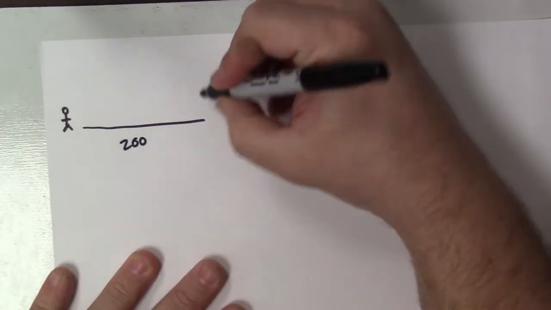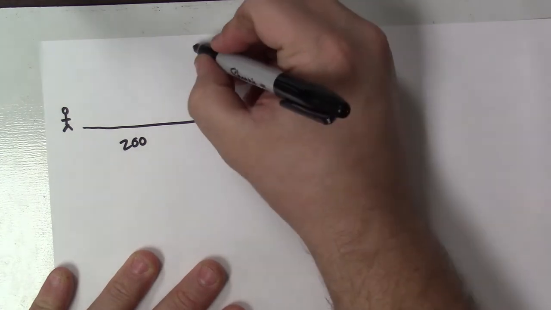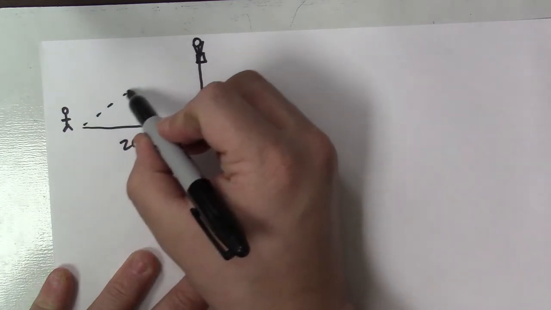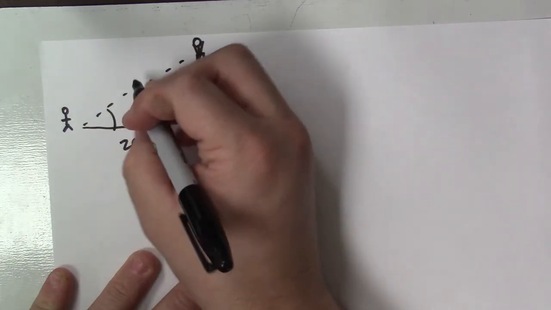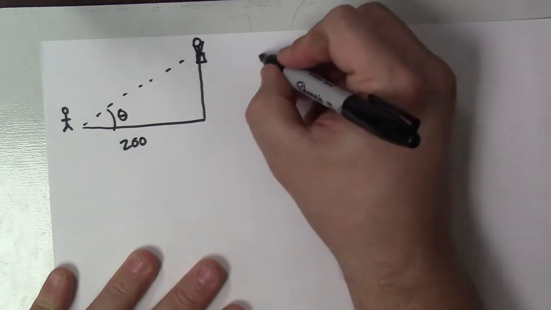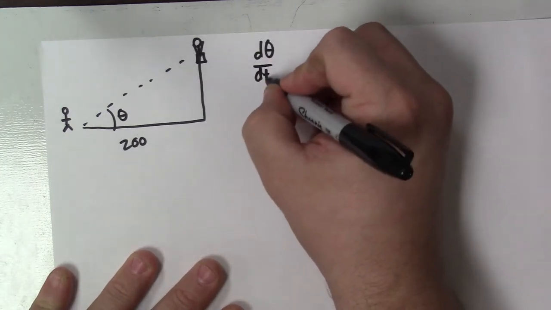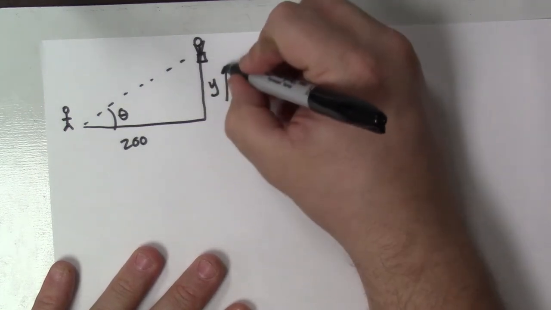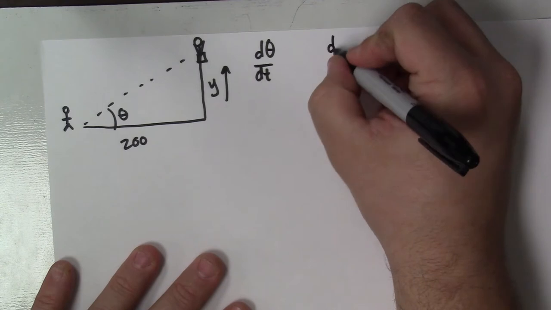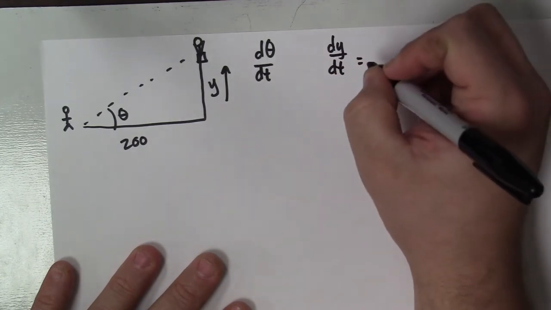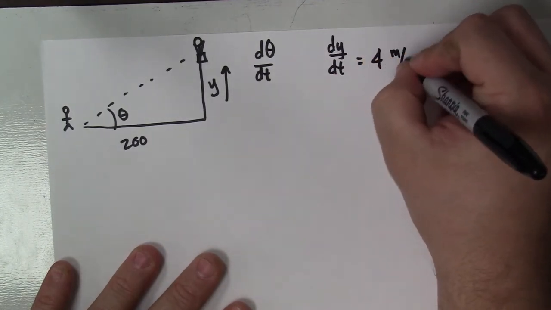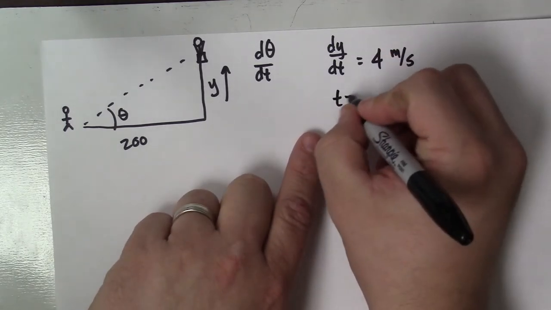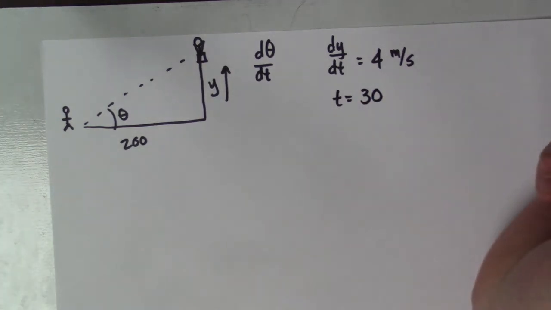I am 200 meters away. The balloon is rising. And my question is, for this angle, what is the change in the angle with respect to time? We're going to label this side y, and the balloon is rising, which means that dy/dt equals 4 meters per second, and it is giving me that time is 30.